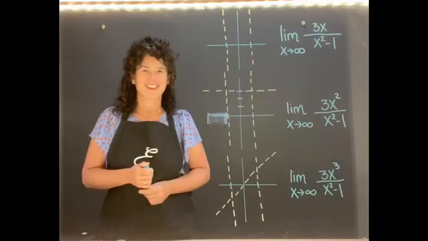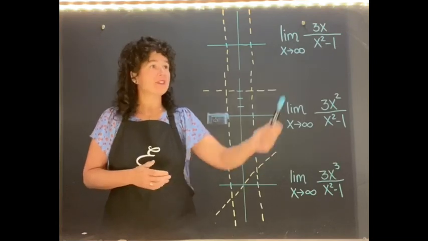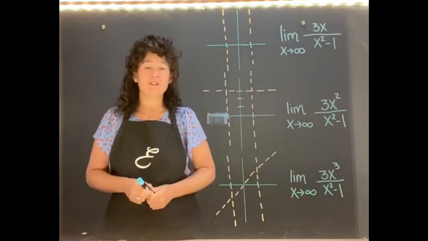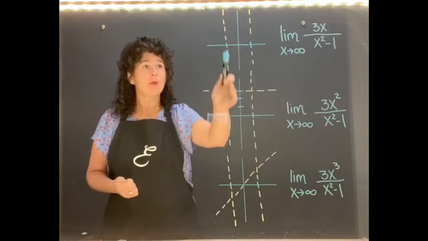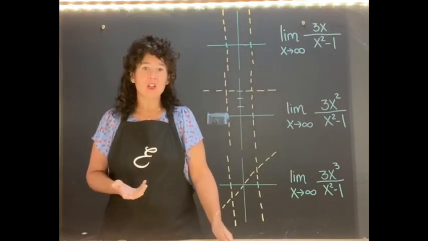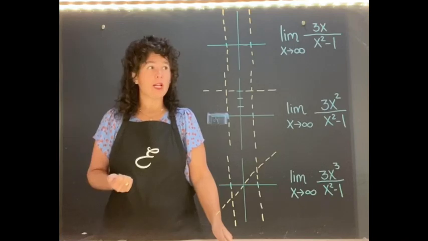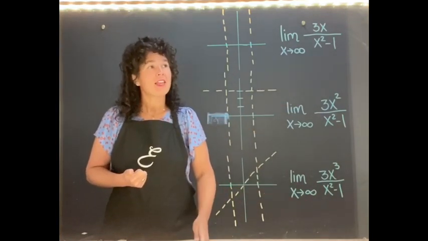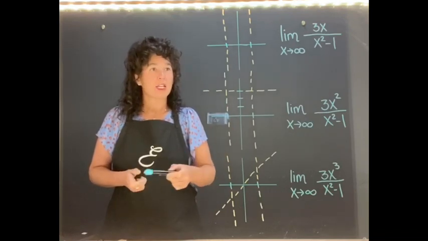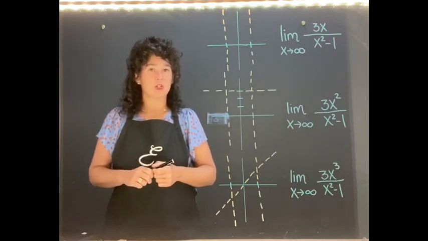To sketch the graphs of these three functions, the first thing I would do would be to put in the asymptotes. I put in the vertical asymptotes. All of them have vertical asymptotes at 1 and -1 because of the denominator. And then I also put in the horizontal asymptotes.